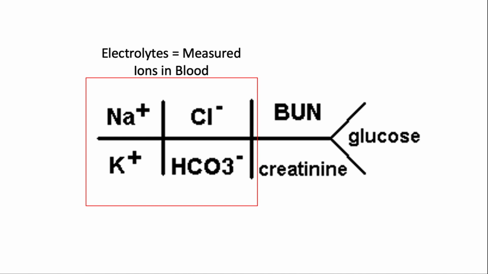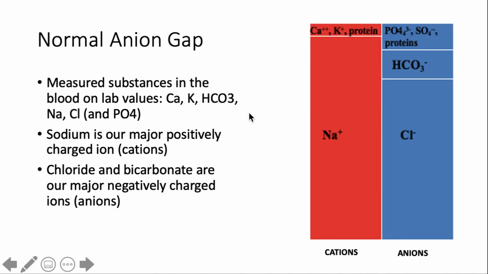Now there are several electrolytes in the blood that help maintain a neutral charge. These are potassium, sodium, chloride, and bicarbonate, and they show up on your metabolic panel. This is how you'll see it written if it's on paper or in paper charts, or sometimes even printed versions use this as well. You can see that there are some positively charged and some negatively charged ions. So let's talk about what's called an anion gap.